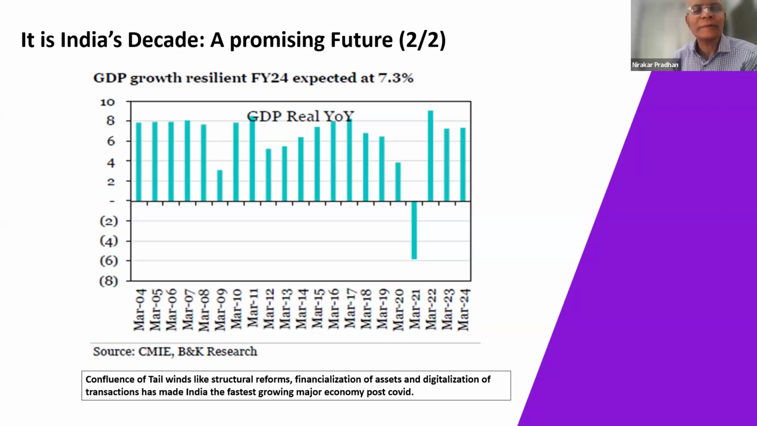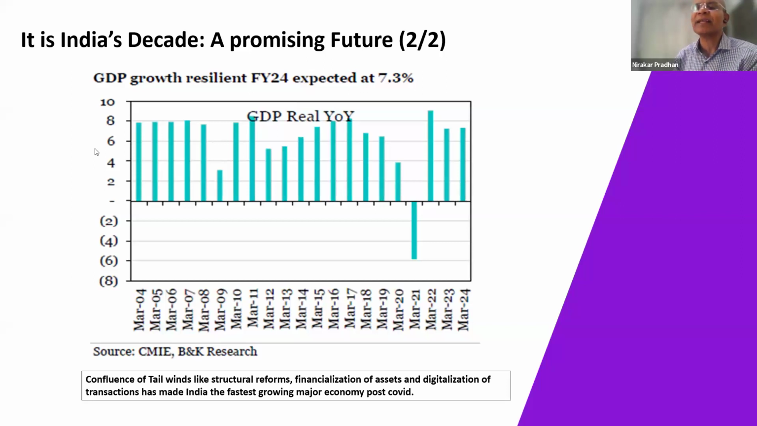But this is the beginning. The way government has acted, structural reforms, financialization of our assets. That means more money, earlier parked in banks, is now partly going to the capital market. Capital market is where we provide scarce capital to business. The people who are entrepreneurs raise money from either banks or capital market.